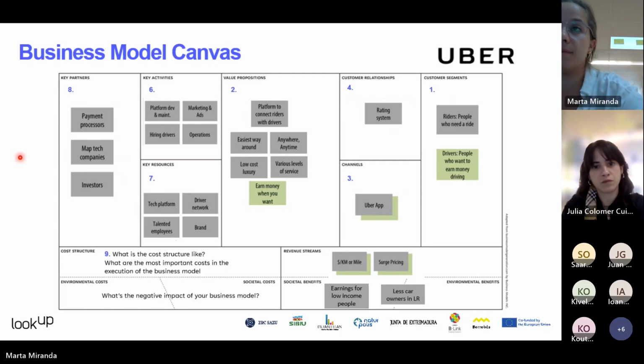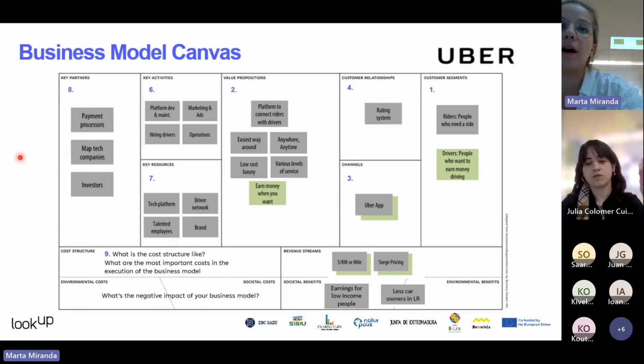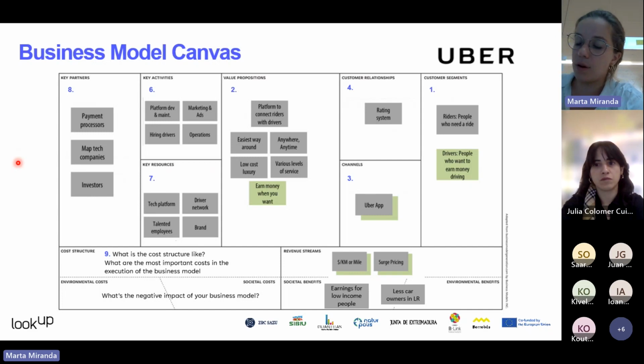At last, one of the most important boxes in this business model canvas, the cost structure. We need to answer to be able to have a very clear cost structure, and we need to know what are the most important costs in the execution of our business model. And also, since we are analyzing this business model from a sustainable vision, it would be nice to know what are the negative impacts of our business model on the environment and in society.